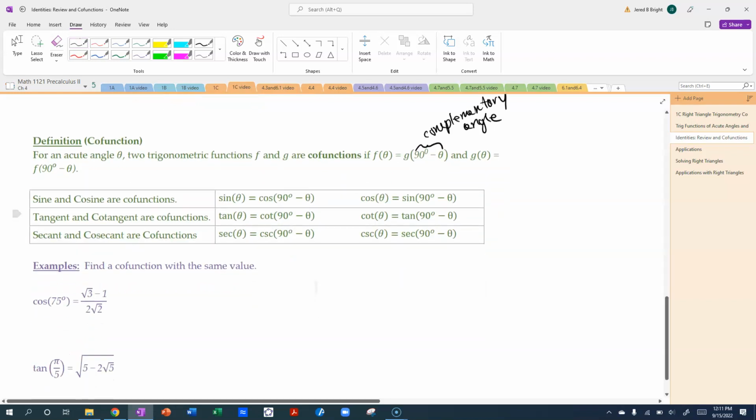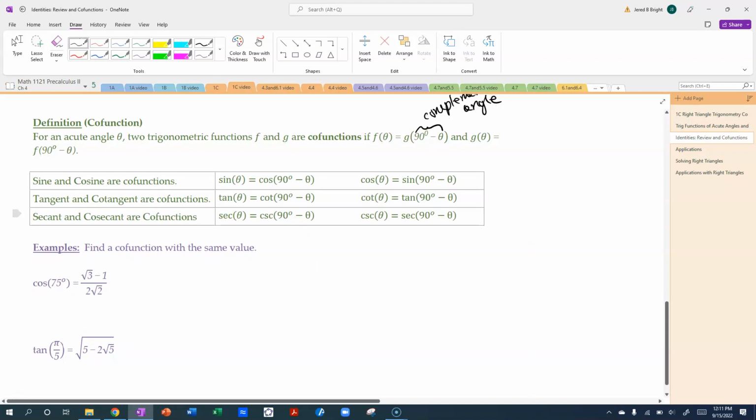So you can see all the different cofunctions. I'll let you read it. Okay, so in action here, I have cosine of 75 is equal to this. It says find a cofunction with the same value. Oh, that's literally what I just repeated very slowly again. So I don't much care about this value.